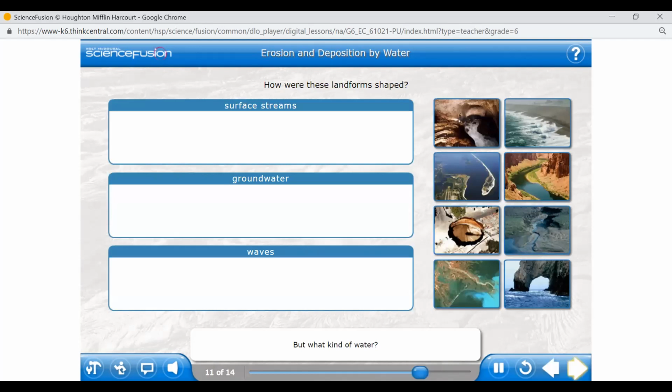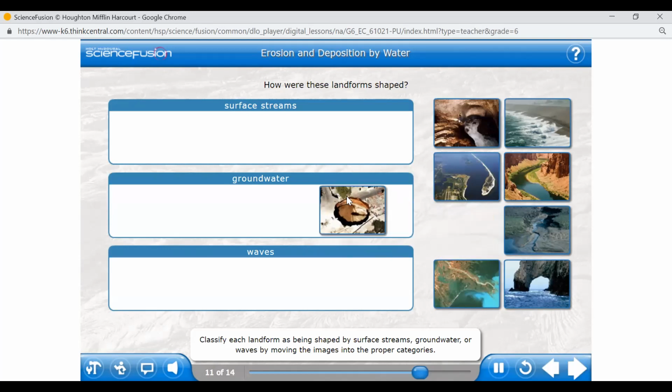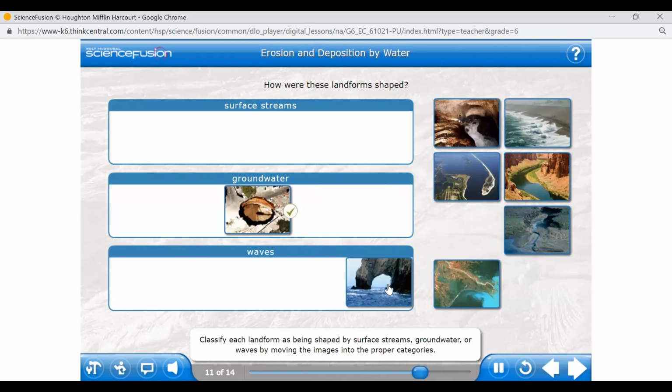But what kind of water? Classify each landform as being shaped by surface streams, groundwater, or waves by moving the images into the proper categories.